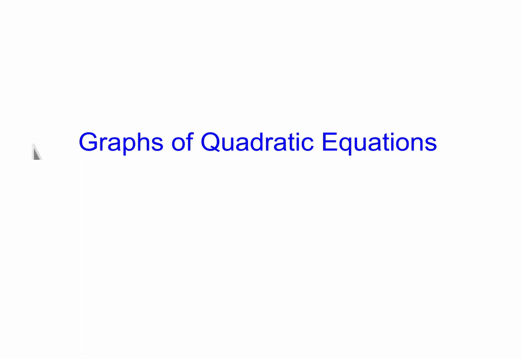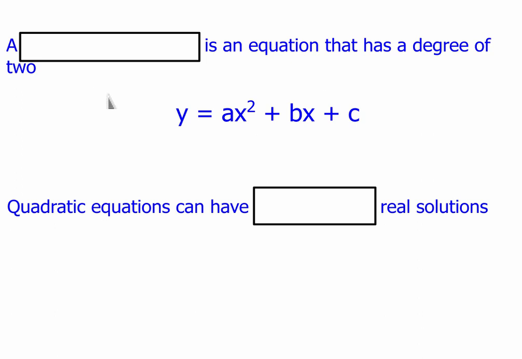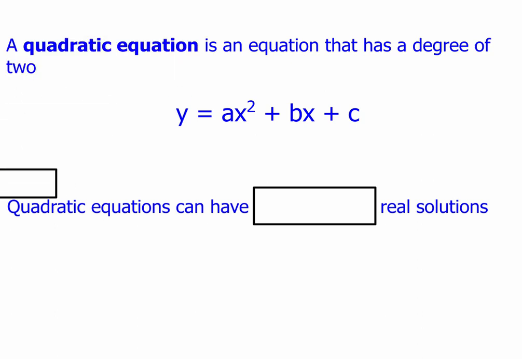For this video, we're going to be discussing graphs of quadratic equations. A quadratic equation is just an equation that has a degree of 2. By a degree of 2, we just mean that the largest exponent in our equation is a 2. This is what we call the general form of a quadratic equation, and it looks like this: ax squared plus bx plus c.